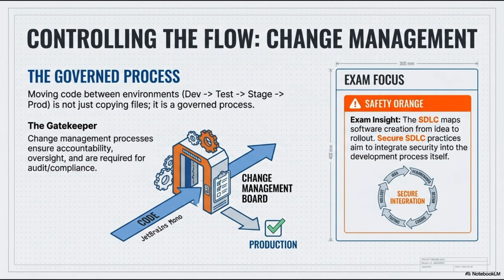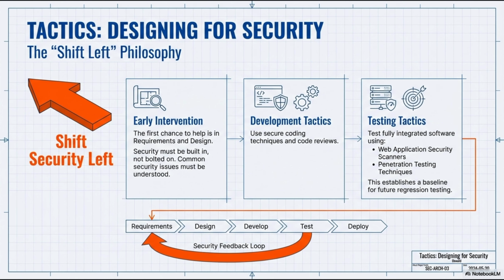So the SDLC maps software creation from idea to rollout. Secure SDLC practices aim to integrate security into the development process itself. That is at every step of the way. So to design for security, you have to shift left. You're going to want to shift left from testing back and look back at the requirements. So you're going to have early intervention. That is, the first chance to help is in requirements and design.